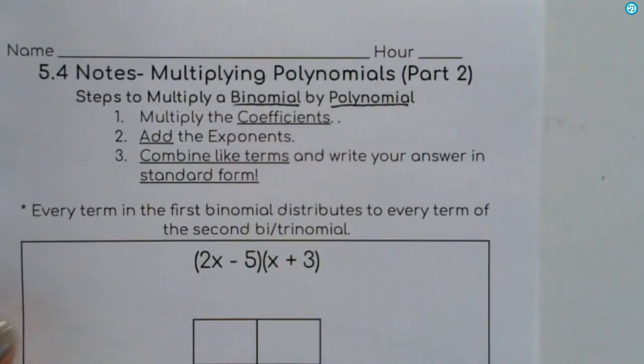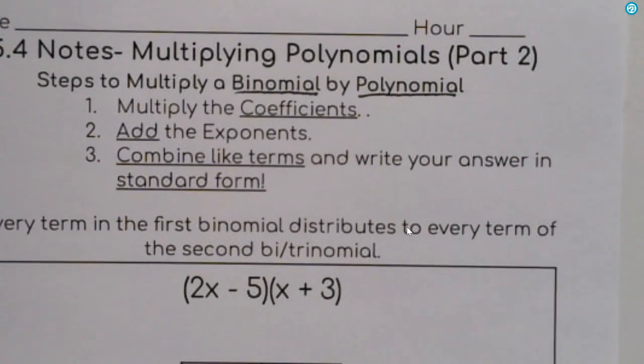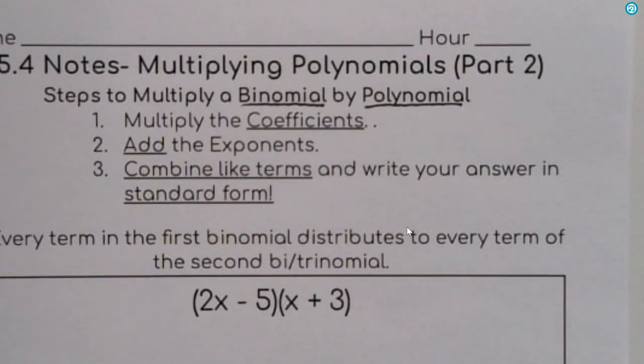Okay, our steps to multiplying a binomial by a polynomial are the same. We multiply our coefficients still, we add our exponents. Those steps always stay the same. What's different though is at the end, you are sometimes going to need to combine like terms. Like terms are terms that have the same variable, same exponent. So if we have multiple x's or multiple x squareds or multiple x to the thirds, we might have to combine those at the end. So that's the added feature.